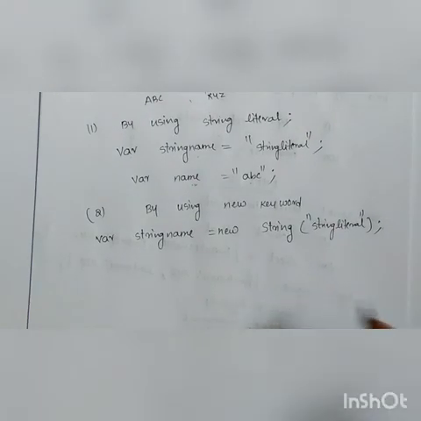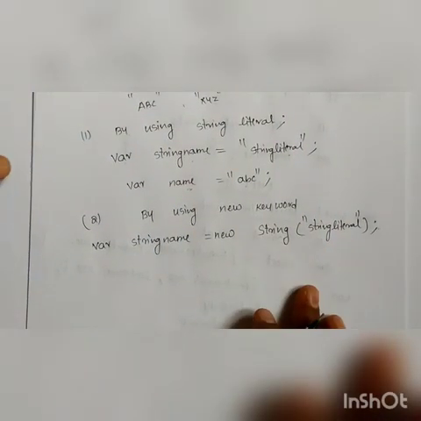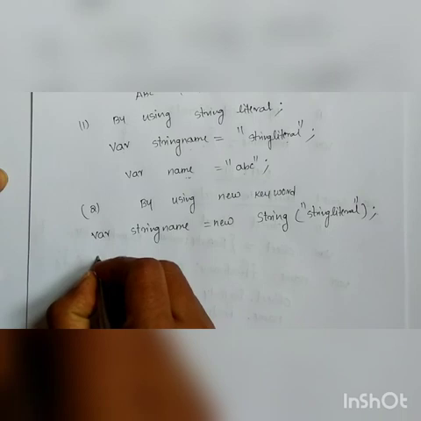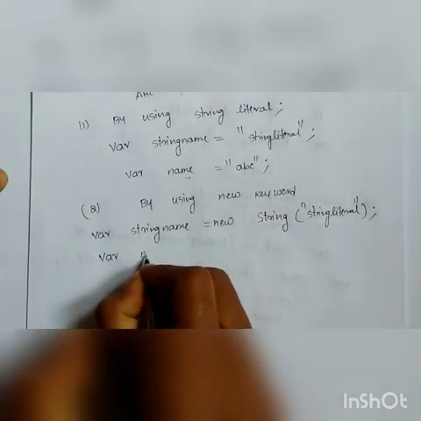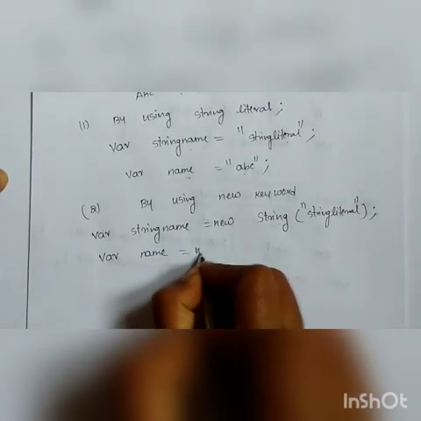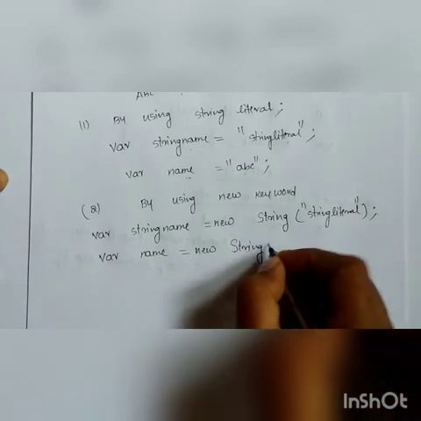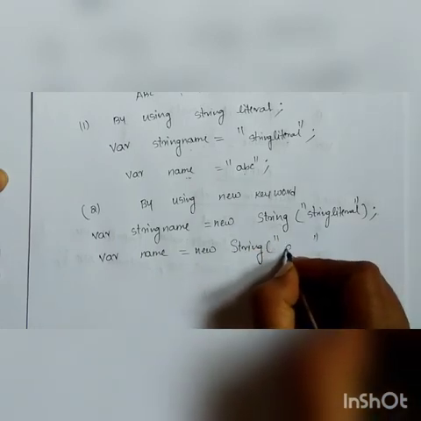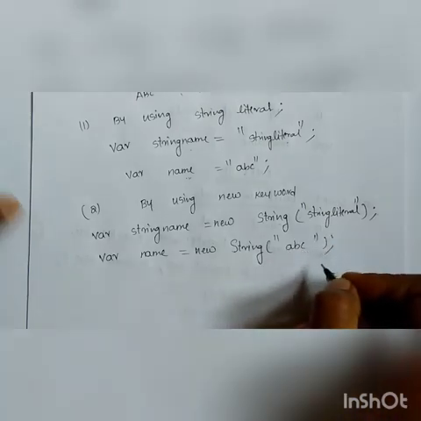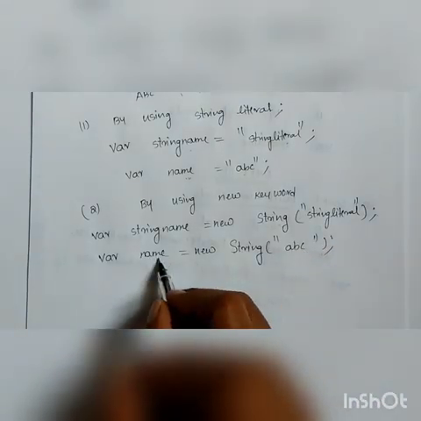So this is the syntax for creating a string object using the new keyword. Let us take one example. Same here, var name is equal to new String. Here S is capital, String is a class, and the literal is ABC in double quotation marks. So here name is one string object.